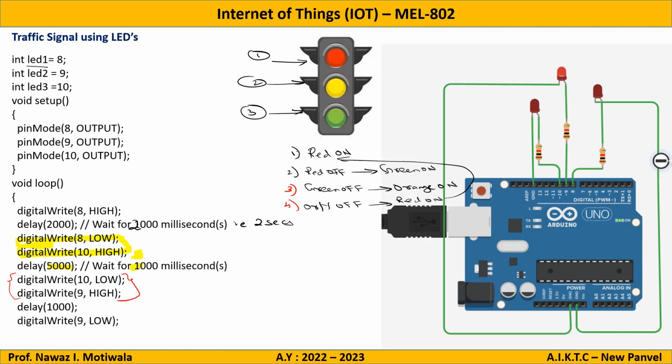So I will close the bracket. This entire cycle will now go on repeating. So after this 9 LOW, red will be HIGH again, and the same sequence will follow. So this completes our programming, wherein we have demonstrated the logical sequence of a traffic signal through Arduino. Now let us go to the TinkerCAD part, wherein I will be simulating the circuit.